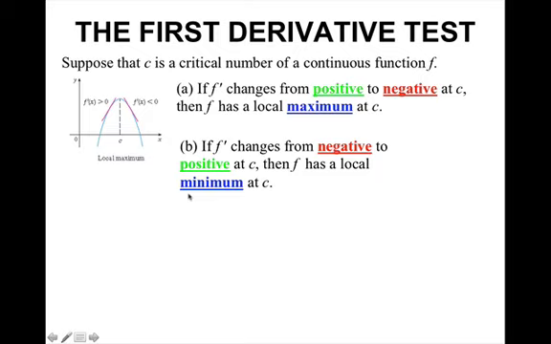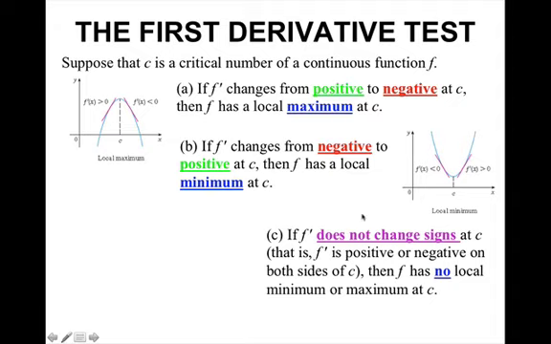If f prime changes from negative to positive at c, then f has a local minimum at c. And graphically, here's your hill or valley, and you have negative slope to positive slope.